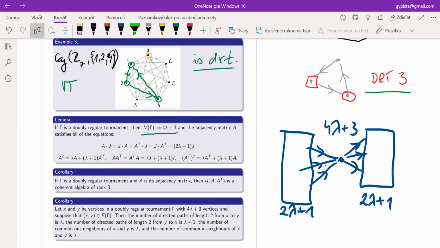And also from the regularity and the conditions posed to the tournament being doubly regular, I don't want to say that it is easy to derive, but not hard to derive these 4 equations. The first row follows just from the regularity, and the equations in the second row from the combinatorial interpretation and adjacency matrices of the corresponding objects. So what we can see from these equations is that if we have a doubly regular tournament, then the matrices I, A, and A transpose are forming a coherent algebra of rank 3.